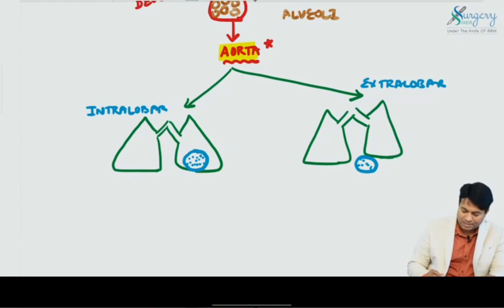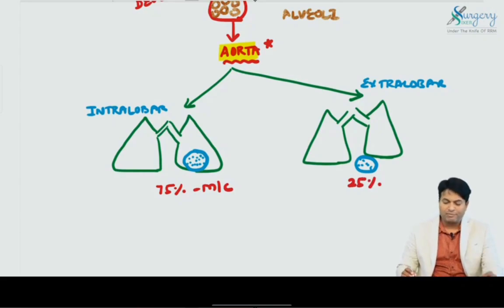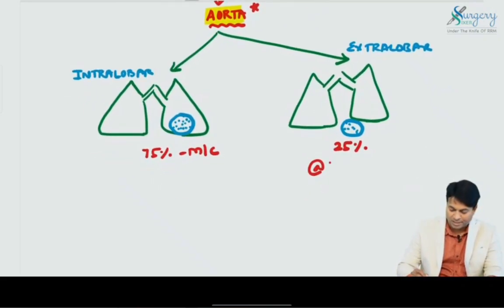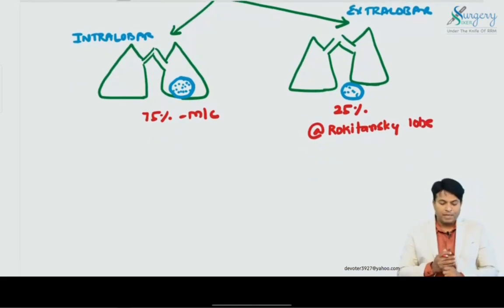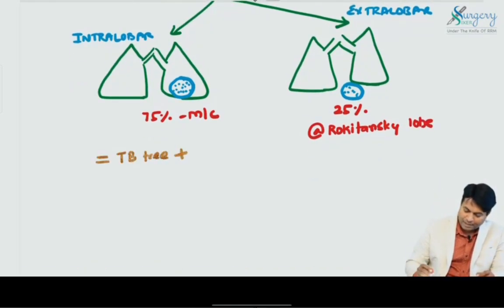Intralobar sequestration is 75%. This is most common. Extralobar is only 25%, and another name for extralobar sequestration is Rokitansky lobe. So the main difference between intralobar and extralobar is that intralobar has communication with the tracheobronchial tree. Extralobar has no communication with the tracheobronchial tree.